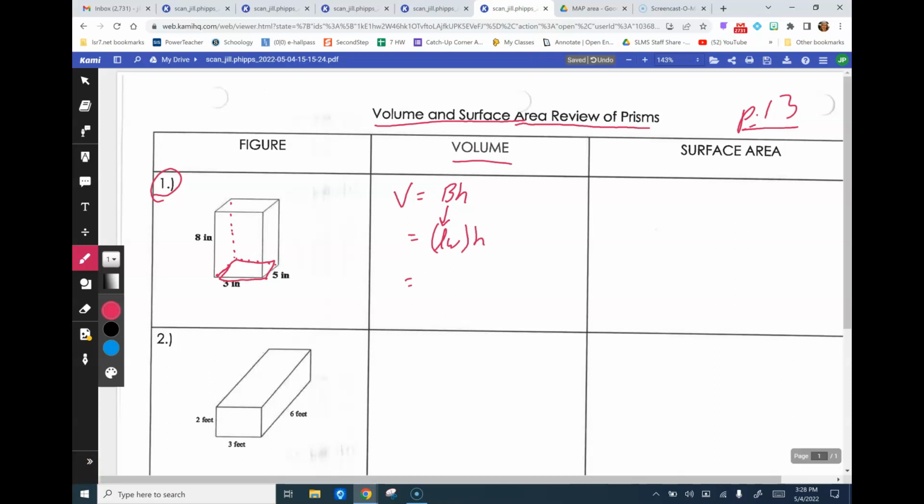Now we're going to plug our numbers in. What's our length and our width? 3 and 5, and then we're going to multiply by 8. So we take 3 times, well, you can multiply it however you want to, take out your calculator, but I know that it's going to be 120. Now what is the label on that? It's volume. Volume is going to always be cubed. So this is going to be inches cubed. Good.